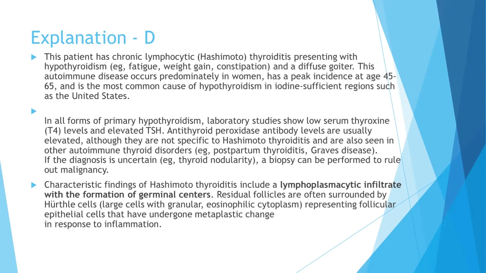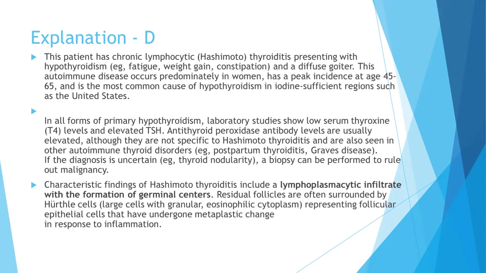Now, in all forms of primary hypothyroidism, lab studies show low serum thyroxine levels and elevated TSH. Antithyroid peroxidase antibody levels are usually elevated in Hashimoto's thyroiditis, but they are not specific to the disease, as they are also seen in all the other autoimmune thyroid disorders like postpartum thyroiditis and Graves' disease.